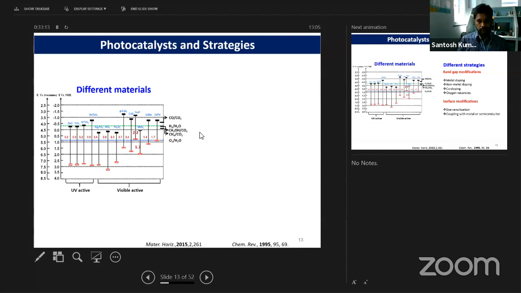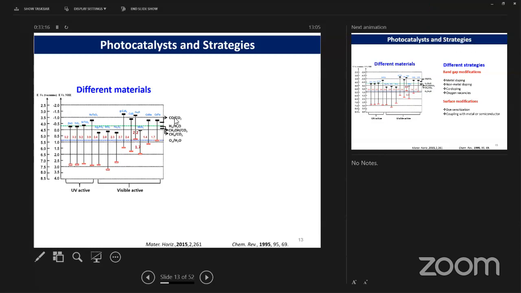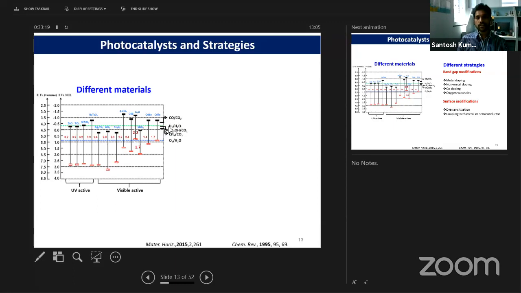So the conduction band minima should be above the 0, and the valence band should be below the 1.23 electron volts, again with reference to the normal hydrogen electrode potential. So that is the criteria for splitting water into hydrogen and oxygen. Similarly, it is the same case with the other application, that might be CO2 reduction. You want to convert carbon dioxide, then you need to have a certain potential to reduce or oxidize this reactant into a useful product.